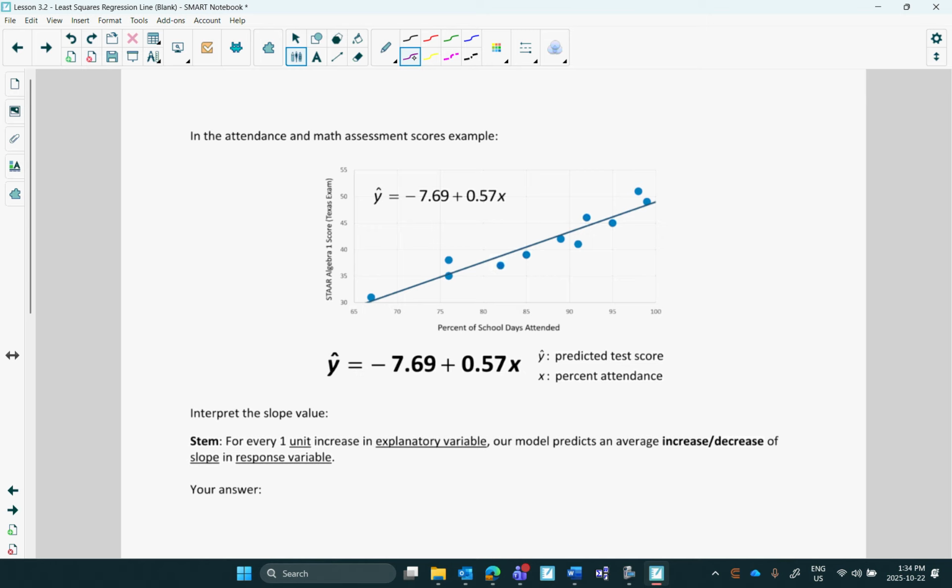And whenever we write a regression line equation, we always need to state what y hat and x represent. And remember, whenever you state y hat, use this word: predicted. Okay?